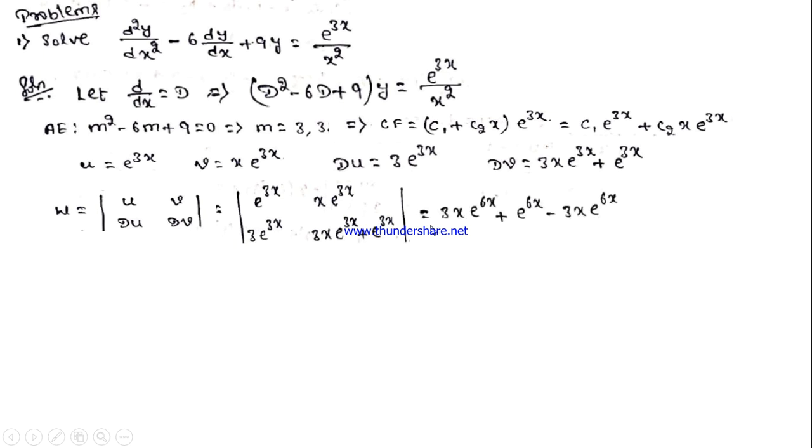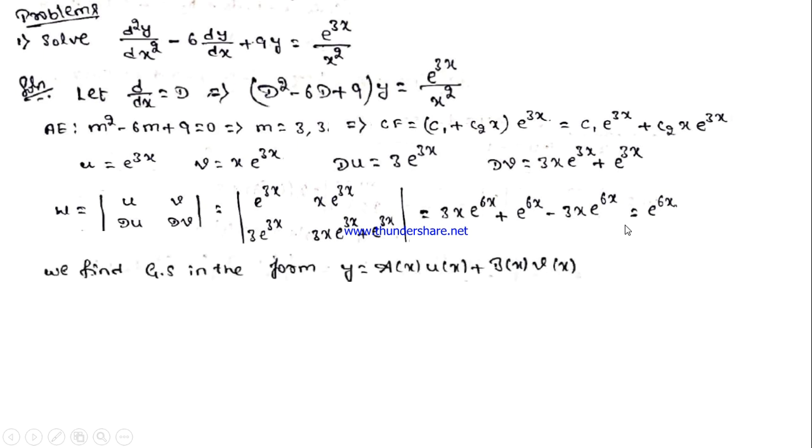So that is given by 3x e power 6x plus e power 3x into e power 3x, that is e power 6x, minus 3x e power 3x into e power 3x, that is e power 6x. On simplification, it is just e power 6x, and it is not equal to 0. You can find your solution, that is given by y equal to au plus bv.